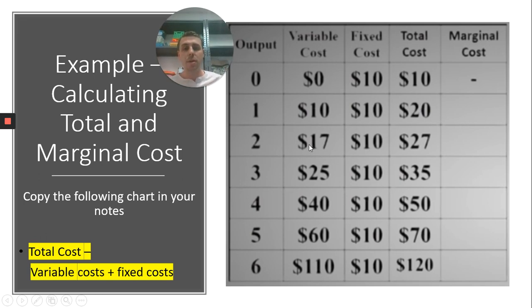So all you're doing is adding your variable cost, which changes based on how much you're producing, and your fixed cost, which stays the same no matter how much you're producing.